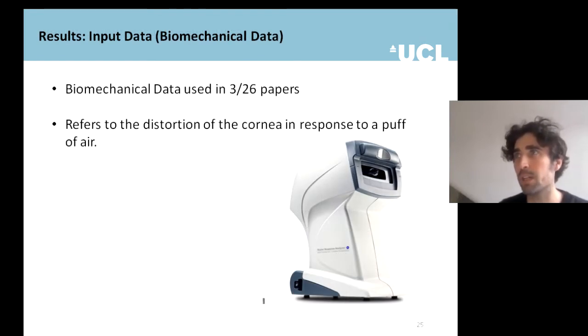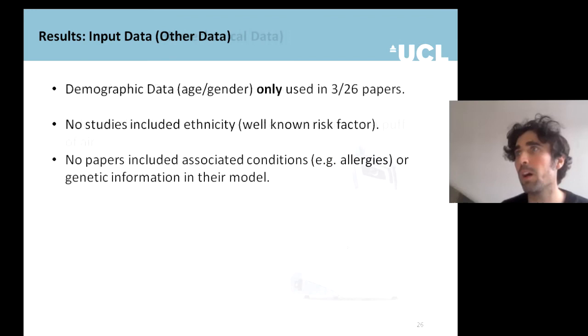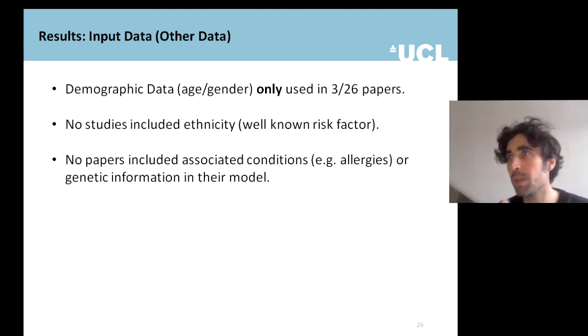There's also biomechanical data, which, as I mentioned before, refers to how the cornea distorts when you apply some force to it, typically a puff of air, but it's not very commonly used for keratoconus detection algorithms. And then finally, there's demographic data, which is, again, not very commonly used, but it's surprising because ethnicity is well known to be a risk factor in keratoconus. So it was surprising that no papers actually included this data in their algorithm. And also no papers looked at associated disease, such as allergies, nor did they use genetic information in their models.